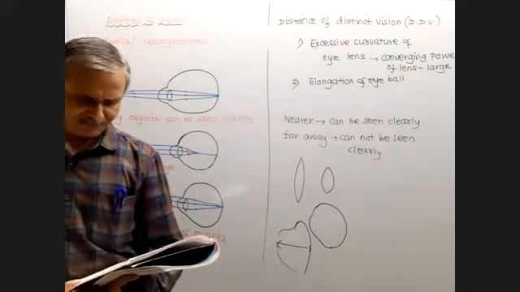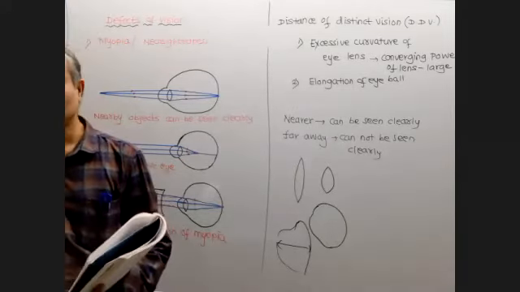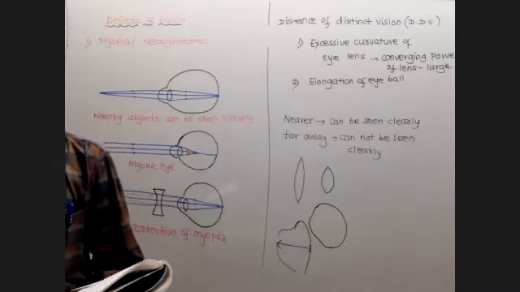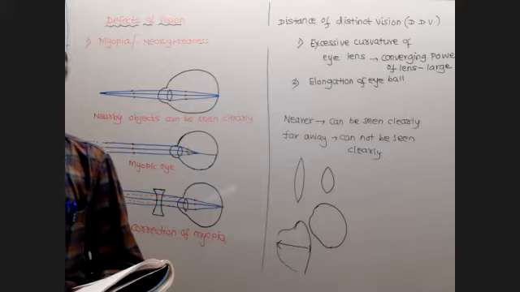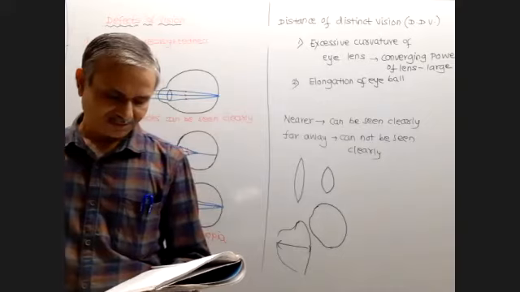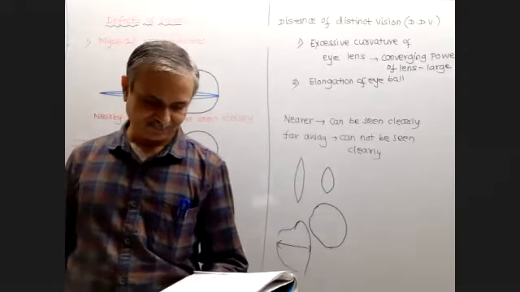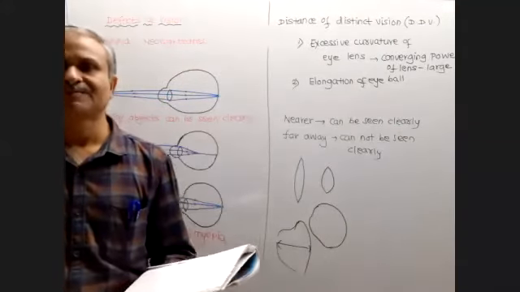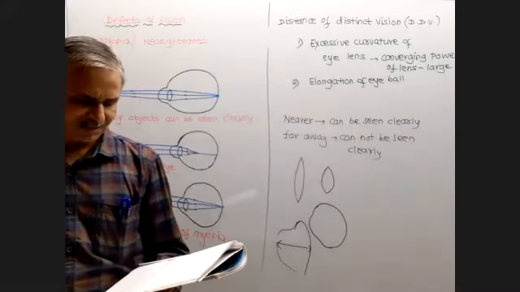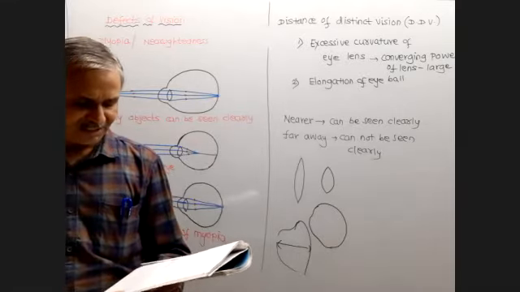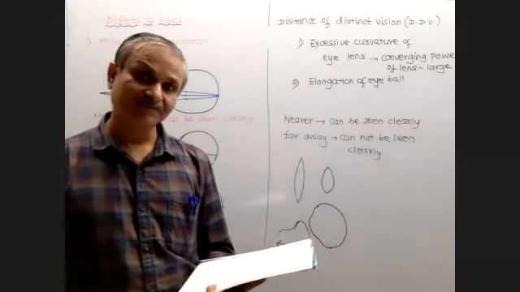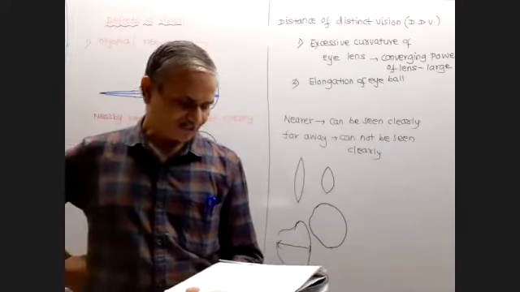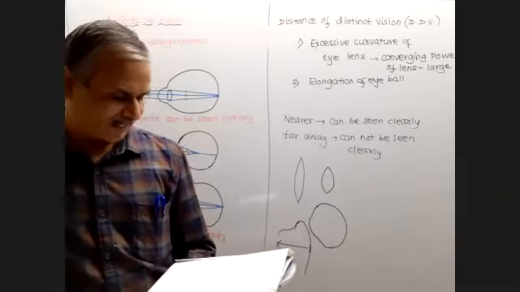That is the minimum distance from the normal eye at which the object can be seen clearly and distinctly, without any strain on the eye.